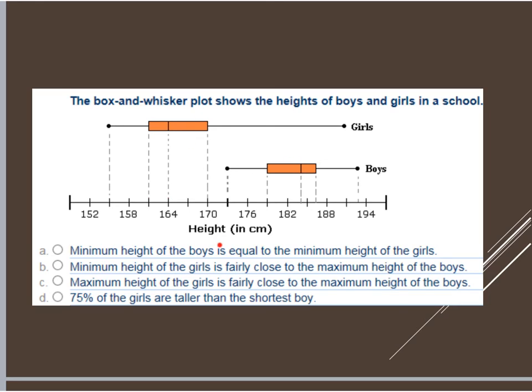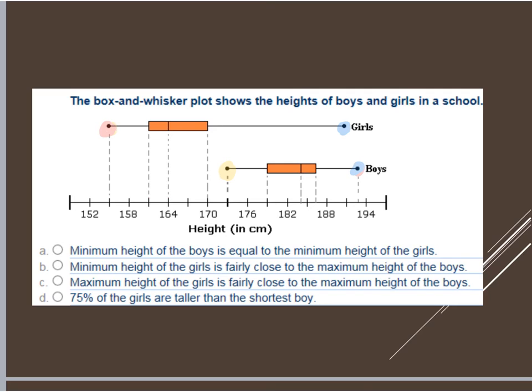So it says the minimum height of boys is equal to the minimum height of girls. Well, if I look at my minimum height of boys, that's going to be this point right here, and the minimum point of girls is right there. So I'm going to say that that probably is not true. For part B, it says the minimum height of girls is fairly close to the maximum height of boys. So again, we have our minimum height of girls and our maximum height of boys. That is not true.